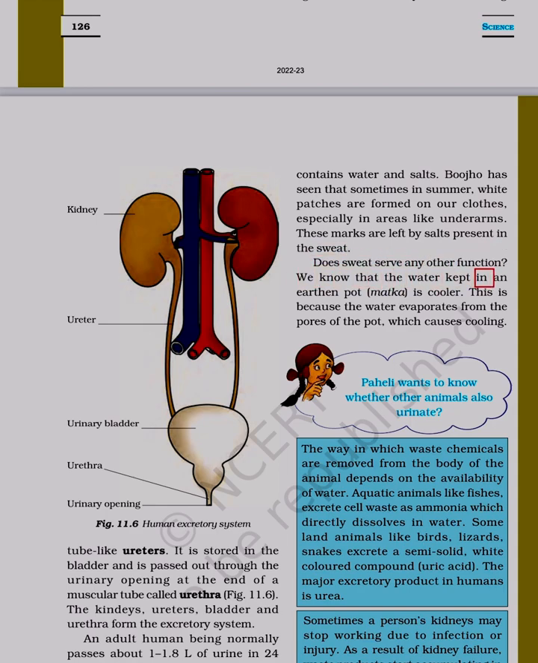We know that the water kept in an earthen pot, matka, is cooler. This is because the water evaporates from the pores of the pot, which causes cooling.